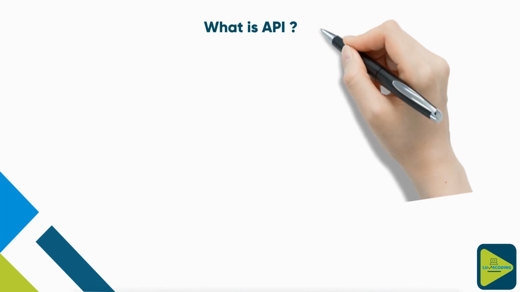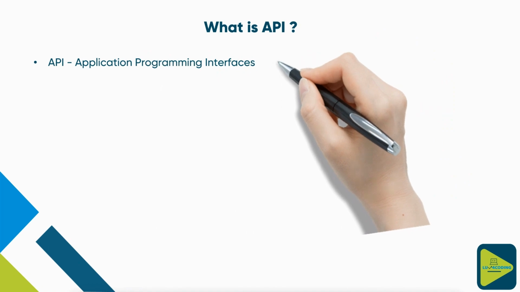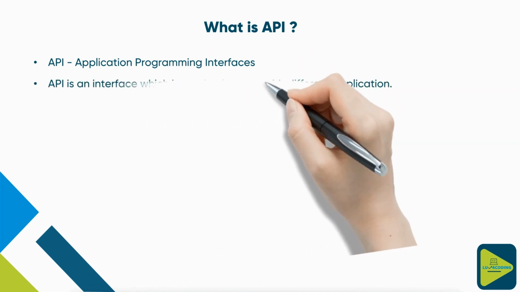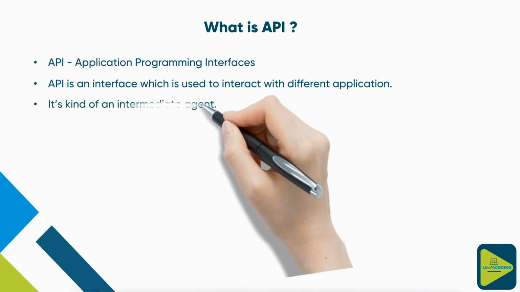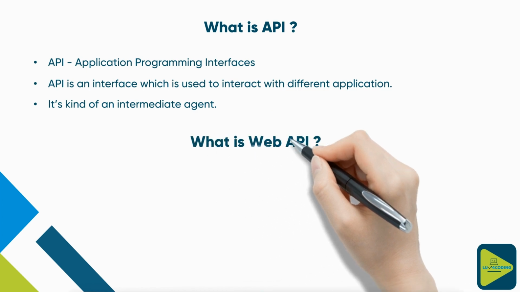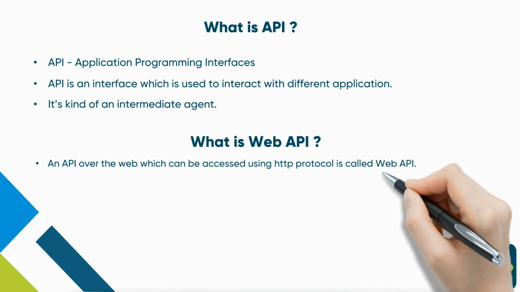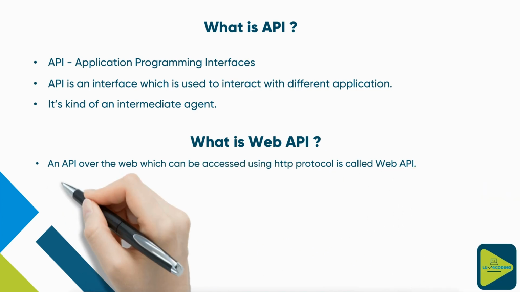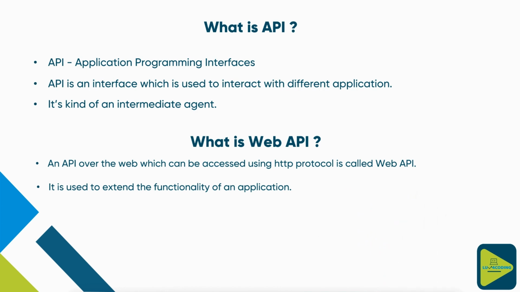So, what is API? API stands for Application Programming Interfaces. As the name itself suggests, it provides developers an interface which they can use to interact with different applications. It's kind of intermediate agent. So, what is Web API then? An API or the web which can be accessed using HTTP protocol is called Web API. It is used to extend the functionality of an application.